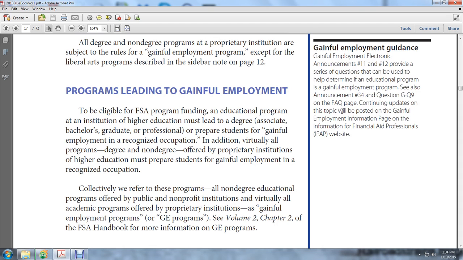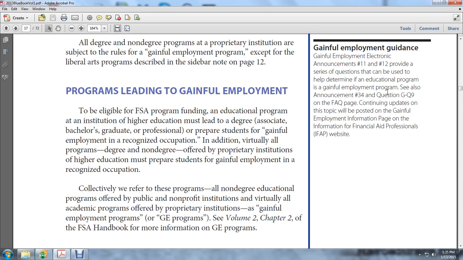Programs leading to gainful employment: to be eligible for federal student aid program funding, an educational program at the institution must lead to a degree (associate's, bachelor's, graduate, or professional) or prepare students for gainful employment in a recognized occupation. This includes all programs, degree and non-degree, offered by proprietary institutions. All non-degree educational programs offered by public and nonprofit institutions, and virtually all academic programs offered by proprietary institutions, are gainful employment programs, or GE programs.